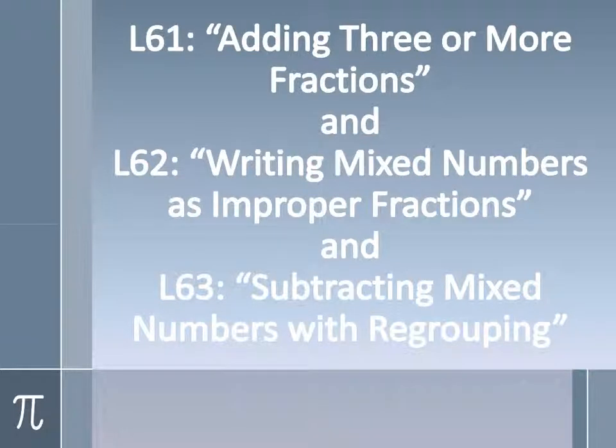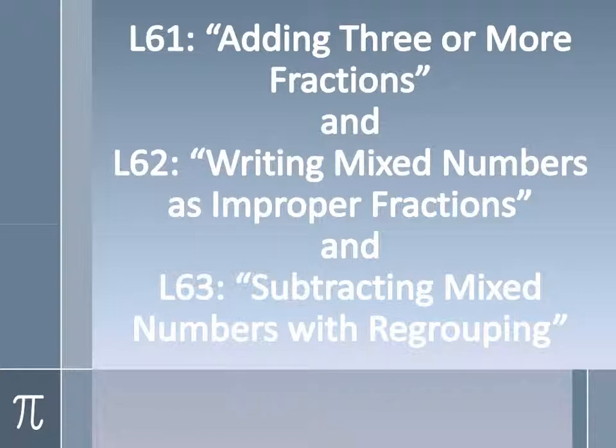This video is over lessons 61 through 63. Lesson 61, adding three or more fractions. Lesson 62, writing mixed numbers as improper fractions. And Lesson 63, subtracting mixed numbers with regrouping.